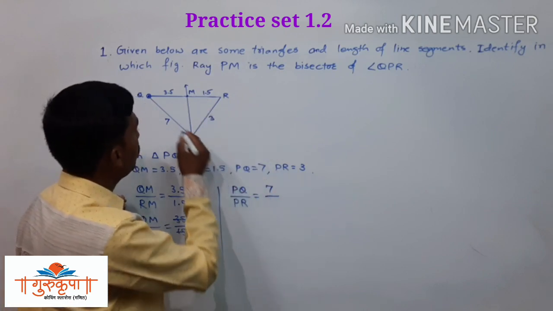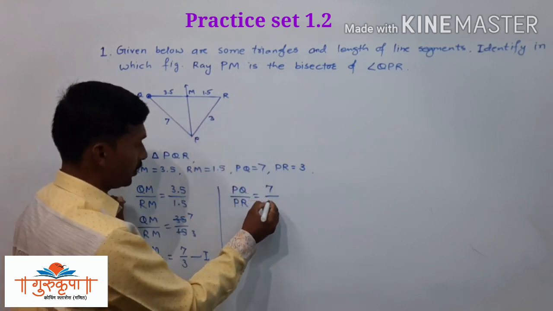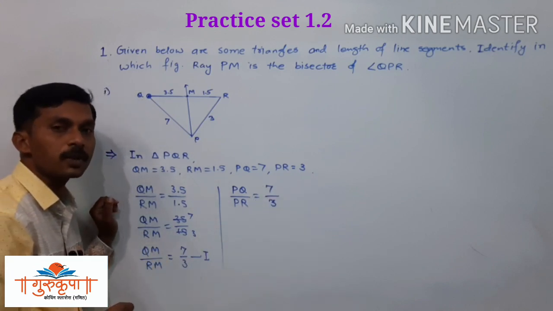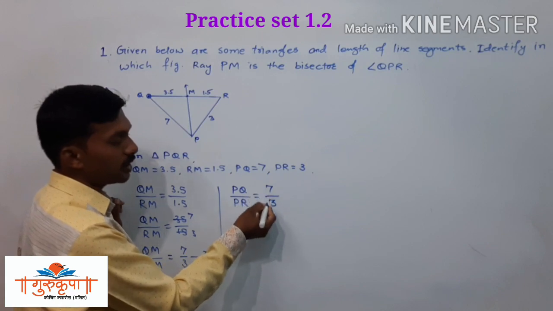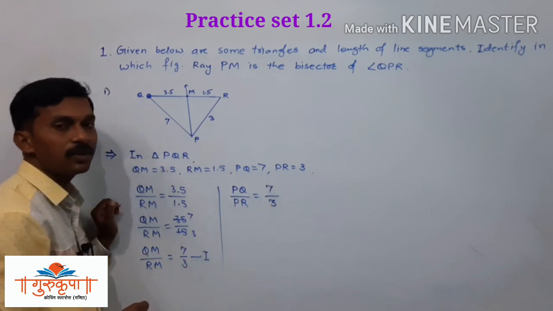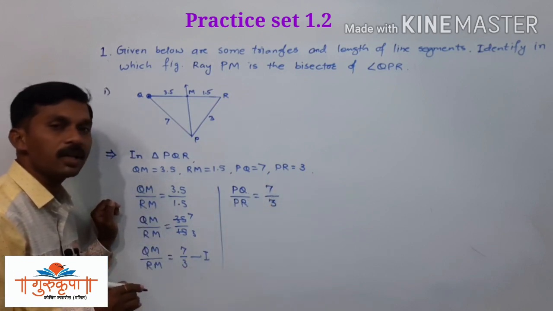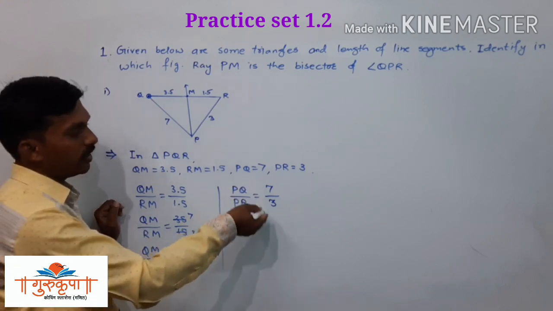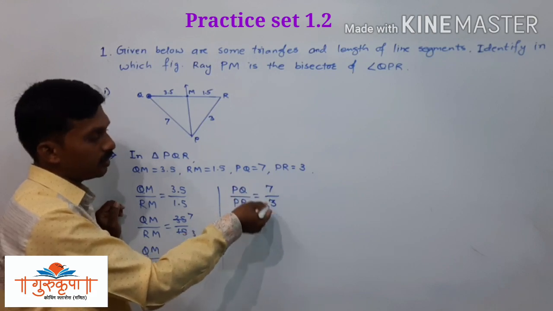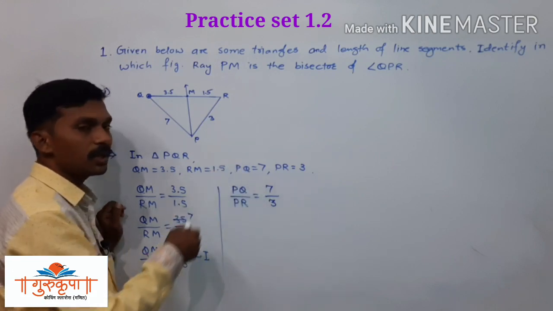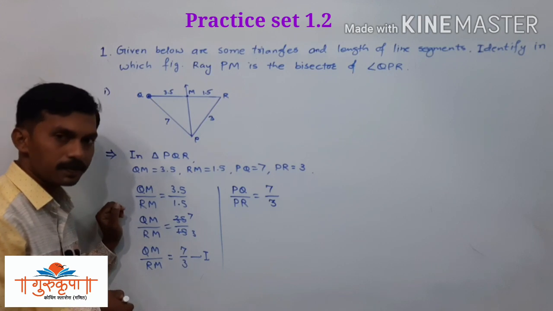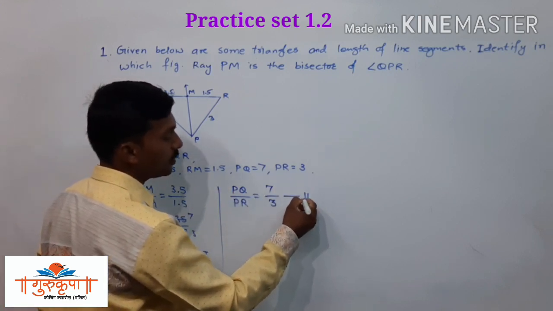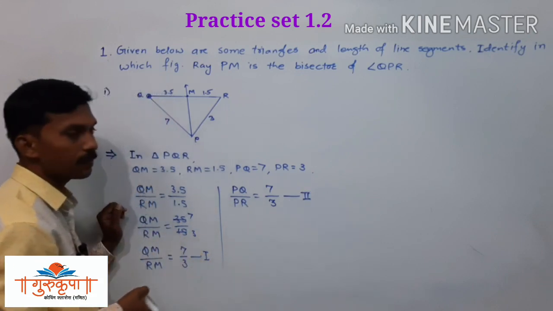Now put the values. Since PQ upon PR, PQ is 7, PR is 3. And here this ratio is already in the simplest form. We cannot simplify this again. Since 7 and 3 both are prime numbers, we cannot divide them by any number other than 1. But if we divide both numbers by 1, you will get the same ratio, that is 7 upon 3. So it is already in the simplest form, no need to simplify this. We will represent it as equation 2.